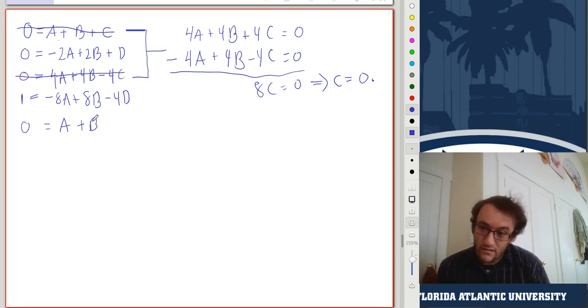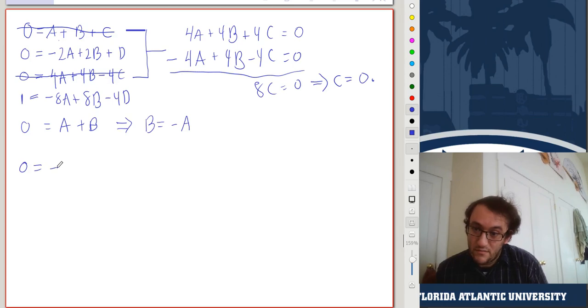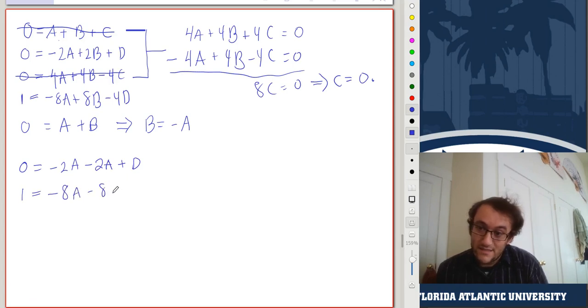And now we can use that to substitute into the other two equations. So if this means that b equals minus a, subbing into the first remaining equation, we get 0 equals minus 2a minus 2a plus d, and in the second equation we get 1 equals minus 8a minus 8a minus 4d. This is equal to minus 4a plus d. This is equal to minus 16a minus 4d.